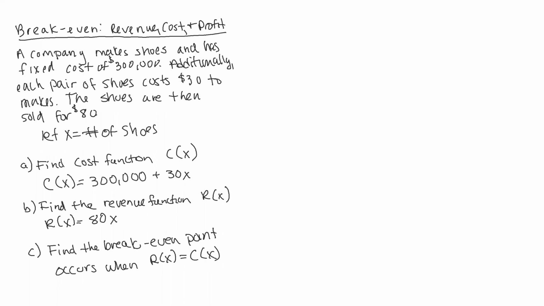So if we're going to find the break even, this occurs when the revenue is equal to the cost. Okay. So if we have R of X equals C of X, that's going to be 80X equals 300,000 plus 30X. Okay. So what I would want to do is get all of my X's on one side of the equation. So I would subtract 30X from both sides.